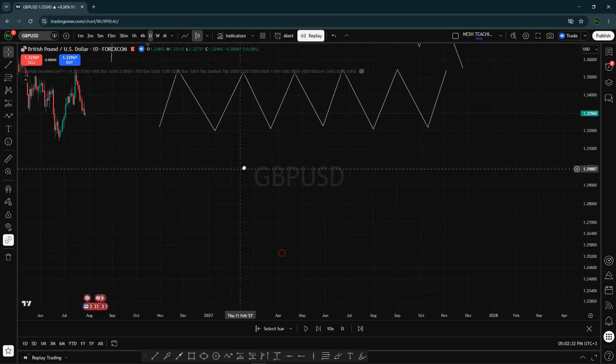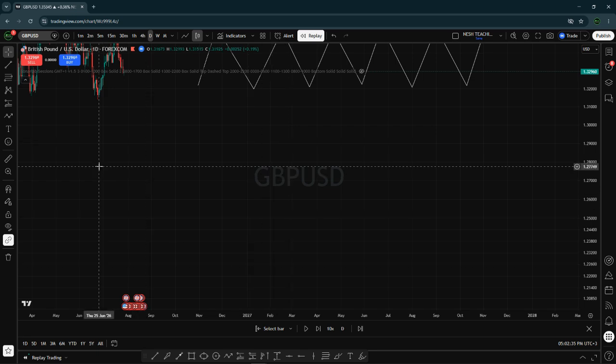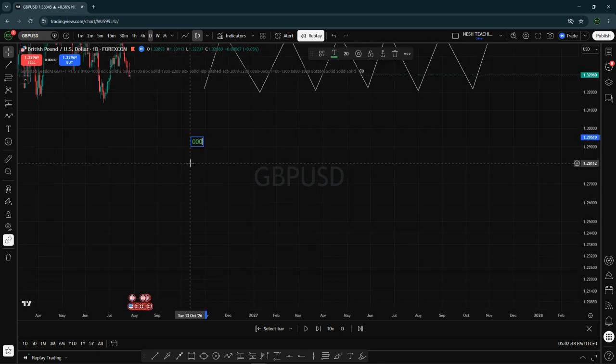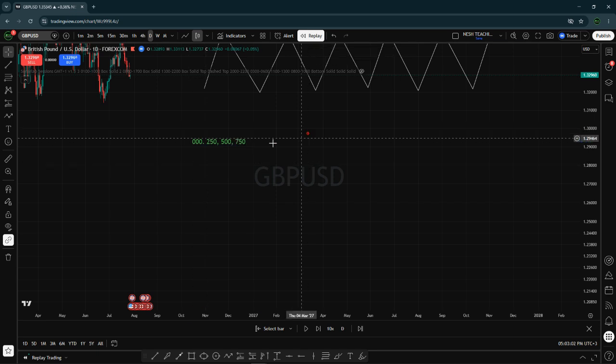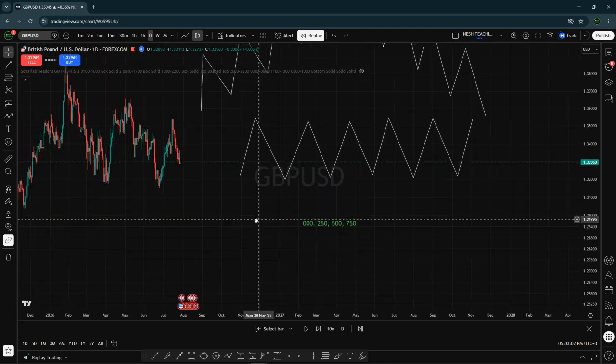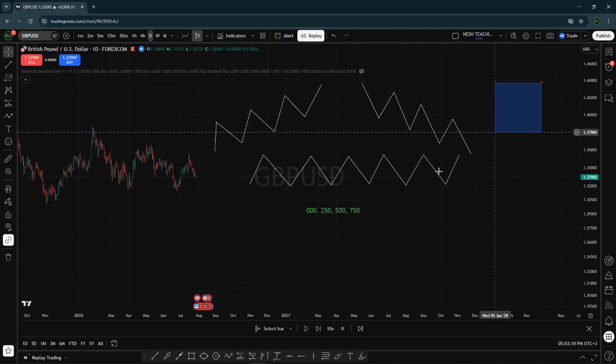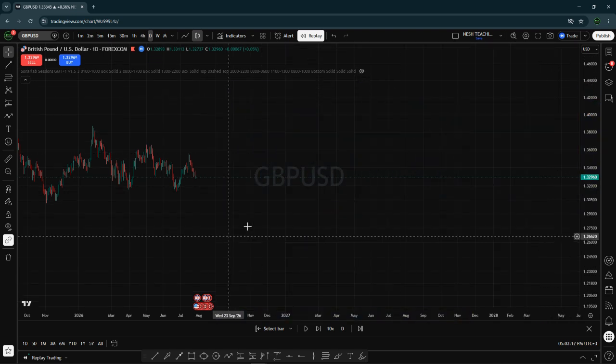We need also to know about the key levels: the 00, the 250, the 500, and then the 750. These are the key areas where I usually draw my lines of support and resistance. All right, so now with that in mind, let's have this cleared and come here.